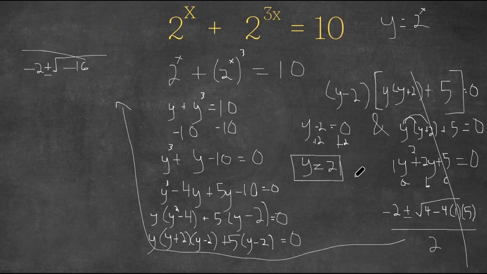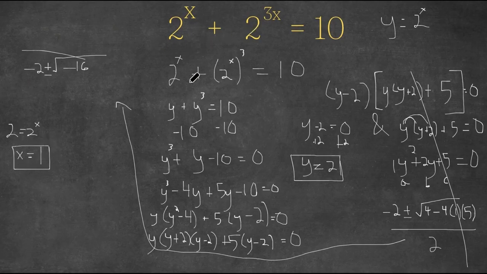So this is our only solution. Now, as you can see, y equals 2 to the power of x, right? Because we already know that y equals 2, we have 2 equals 2 to the power of x. And 2 to the power of what equals 2? 1, because anything to the power of 1 equals itself, meaning x equals 1.